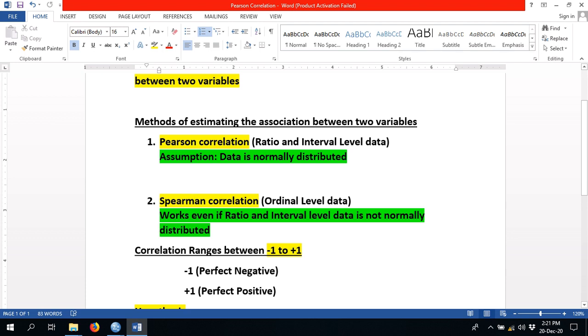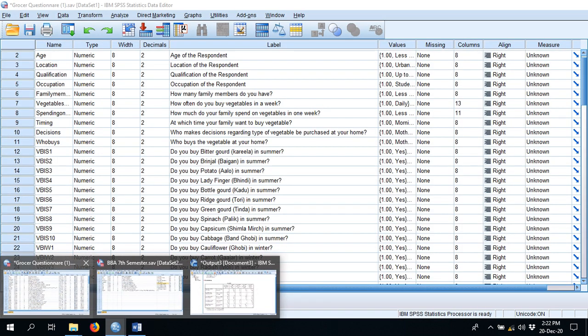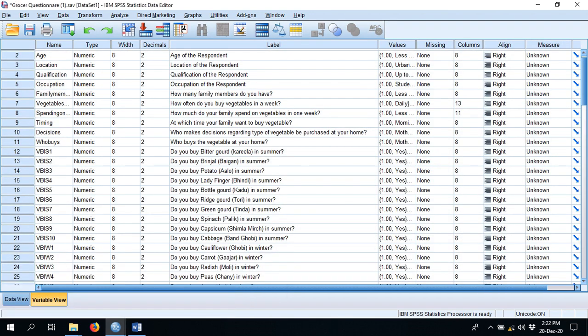It means Spearman correlation can be used in two cases. One, if data is measured on ordinal scale, then Spearman correlation coefficient will be calculated. Two, if data is measured on a ratio and interval scale, but the data is not normally distributed, even then we will use Spearman Correlation Coefficient. So you need to keep in mind this point. So let's examine another data. Let's check the association between two ordinal variables.